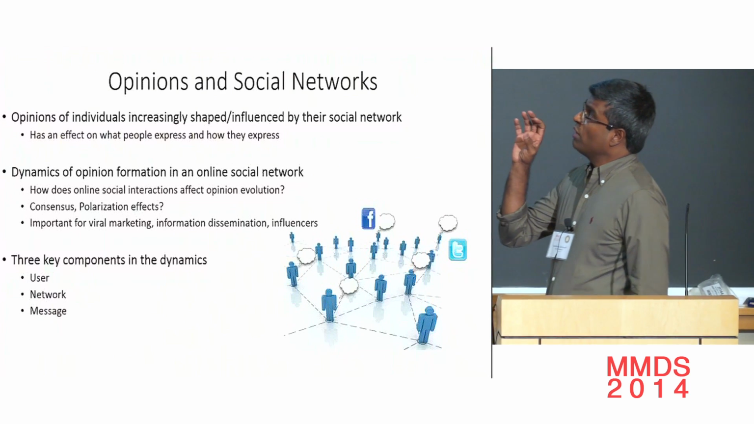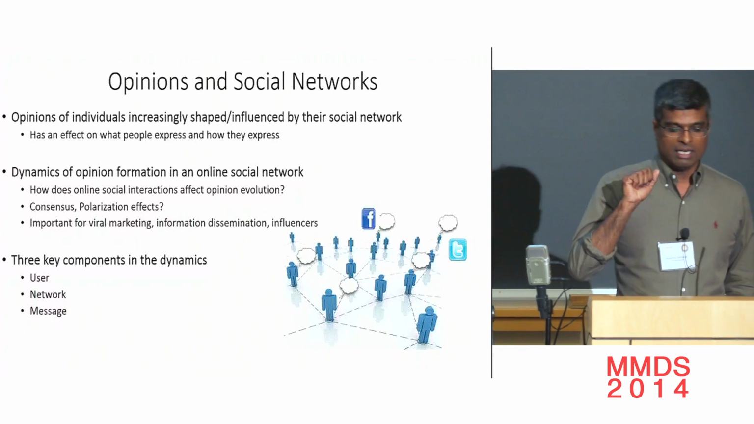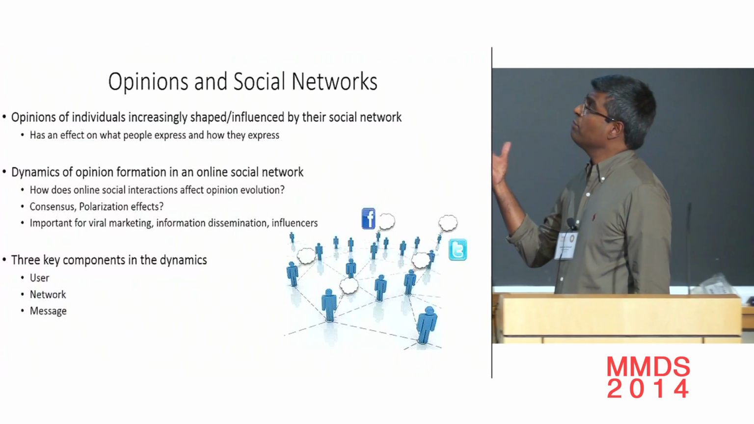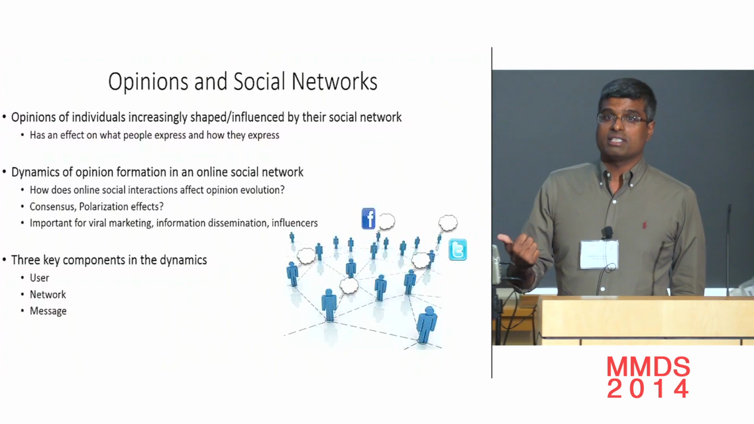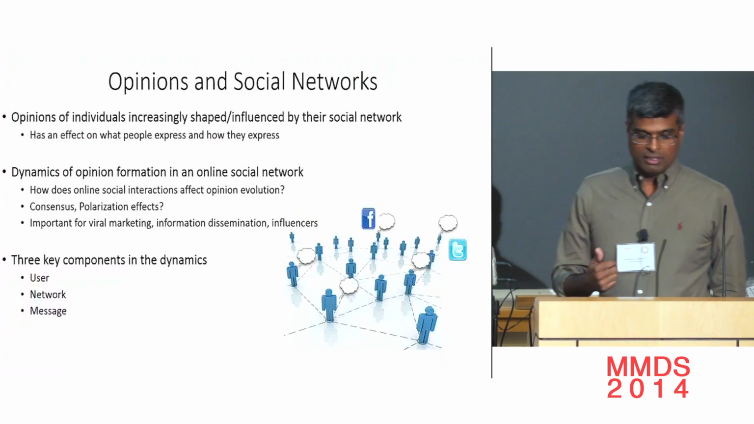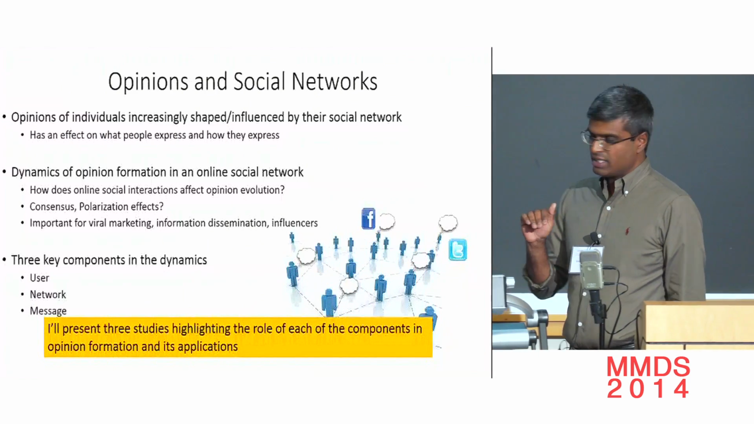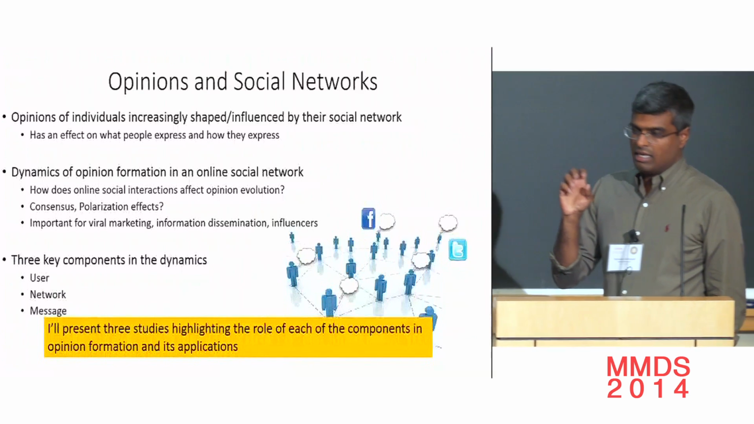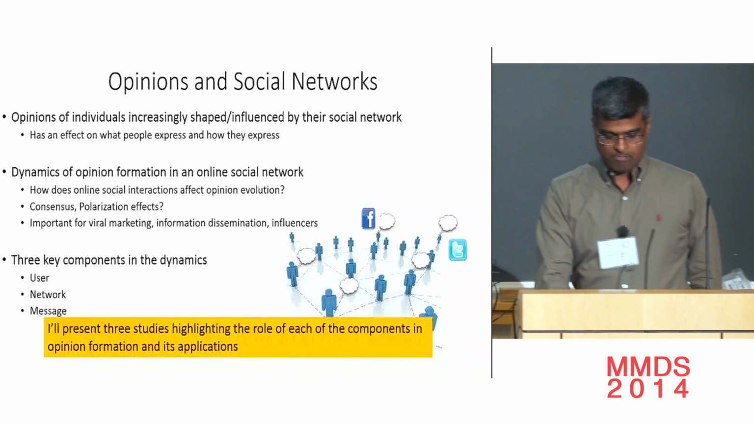But I look at this problem as classified into three key components, and again, this is not new to most of you. The three key players in understanding these kinds of problems are the user in the network, the network itself, and the message, the topic itself, the contents of the message, and so on. What I'll do in this work is, instead of going deep into one of these areas, present three nuggets or three different problems that we have looked at, wherein each problem focuses on the central aspect of each of these components.